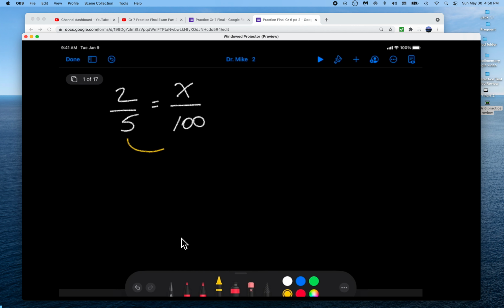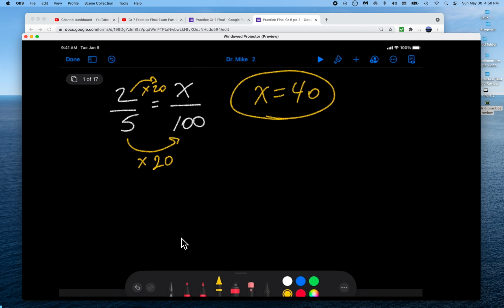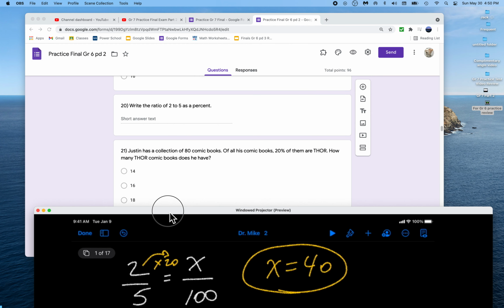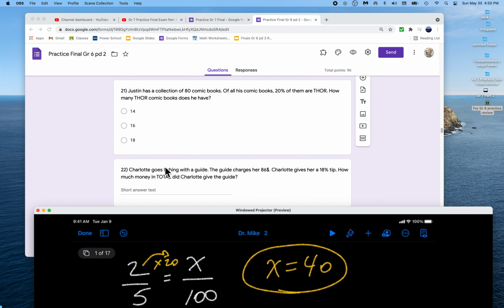How do we get from 5 to 100? We multiply by 20. We do the same thing on the top, and if we multiply 2 times 20, X equals 40. So that's our answer. 2 over 5 equals 40 over 100. Next one.